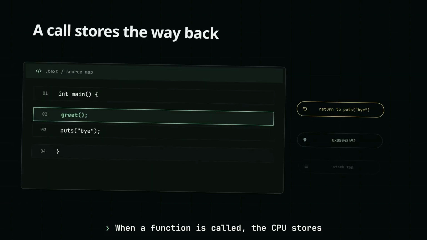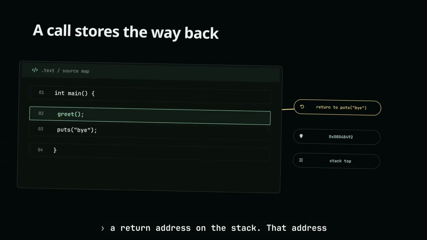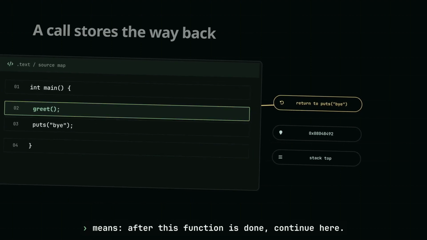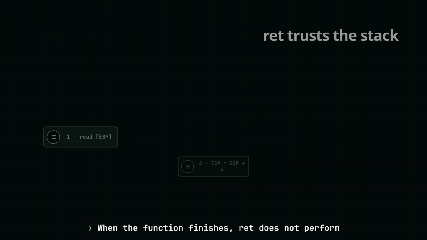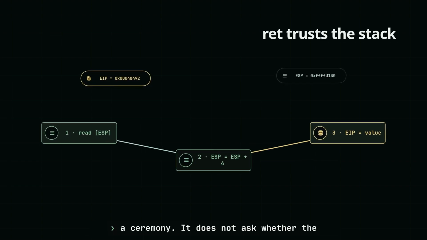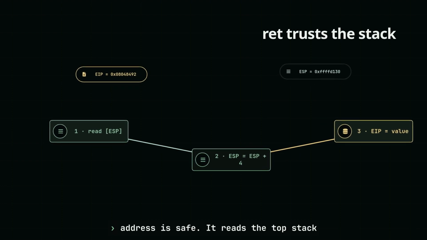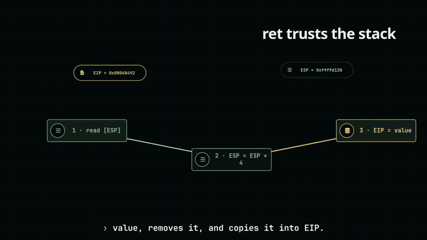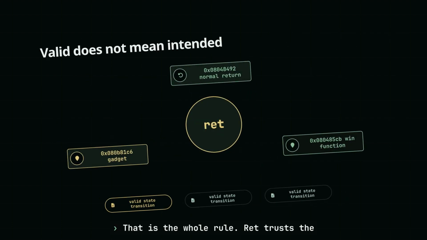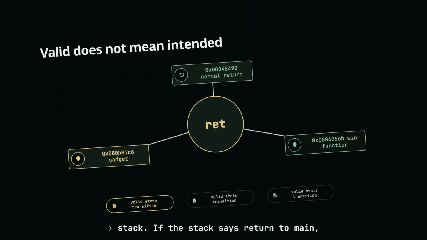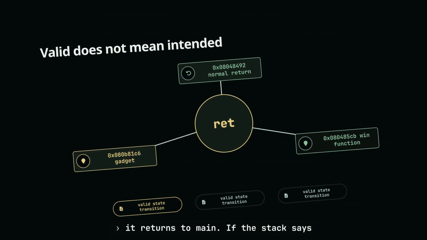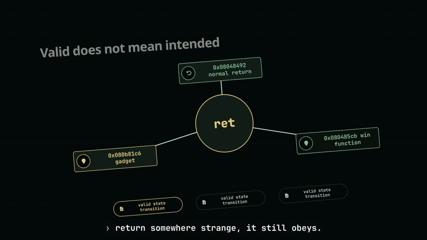When a function is called, the CPU stores a return address on the stack. That address means after this function is done, continue here. When the function finishes, ret does not perform a ceremony. It does not ask whether the address is safe. It reads the top stack value, removes it, and copies it into EIP. That is the whole rule. Ret trusts the stack. If the stack says return to main, it returns to main. If the stack says return somewhere strange, it still obeys.